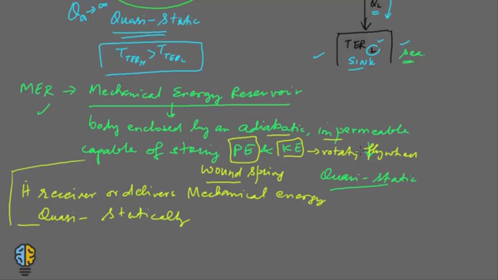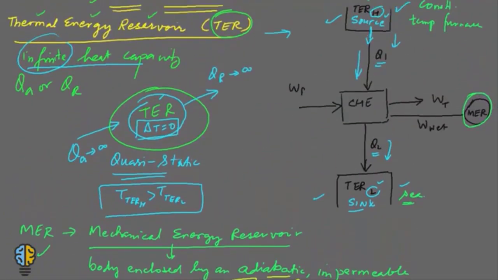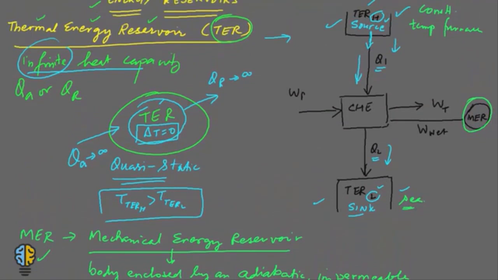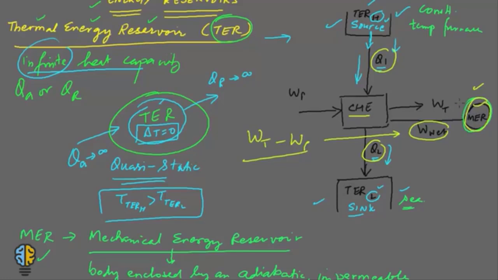Now this diagram drawn on the screen shows a cyclic heat engine, that is CHE, exchanging heat with a source and a sink and delivering net work in a cycle to an MER. Whatever net work, that is the difference between the turbine output work and the pump input work, is your W net, and this W net is being stored in the MER. And when required, the work can be used as input work from this MER itself, in the case of a spring or a flywheel.